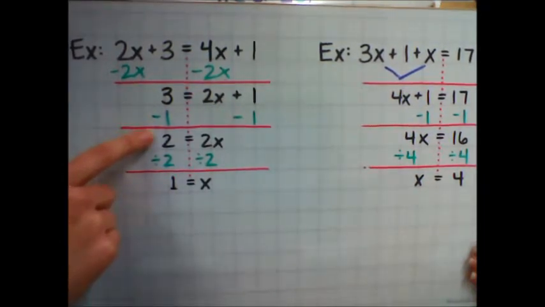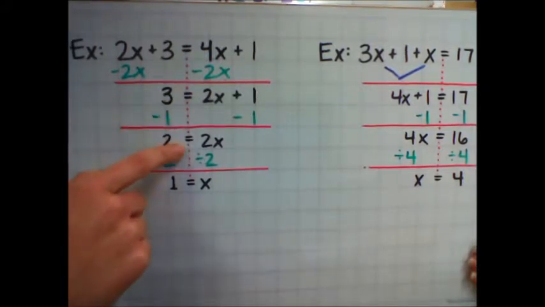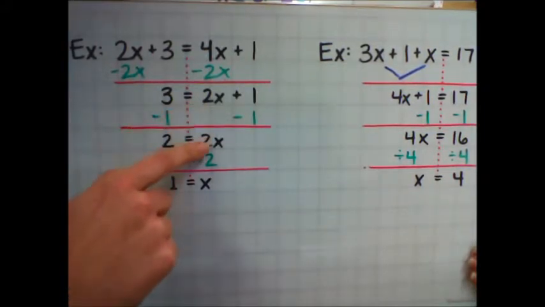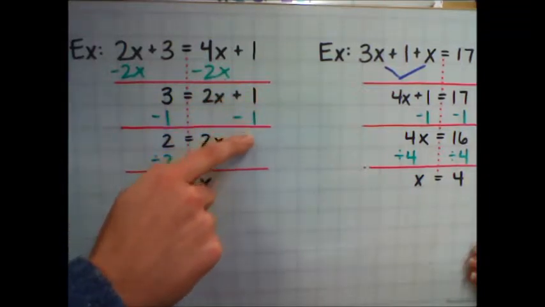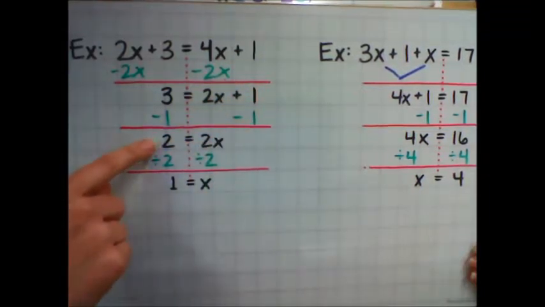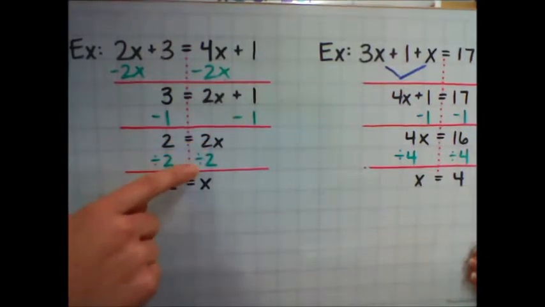3 minus 1 is 2. Keep that equal sign. The 2x stays, and 1 minus 1 cancels. So we have 2 equals 2x.